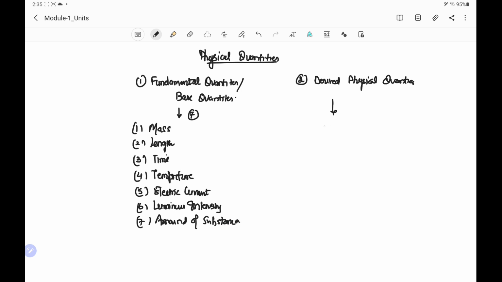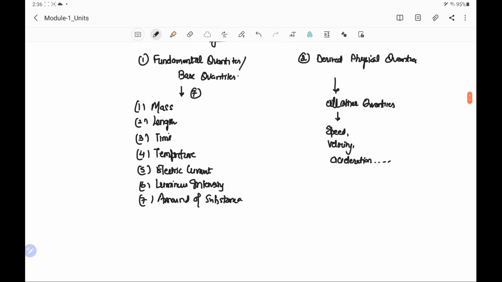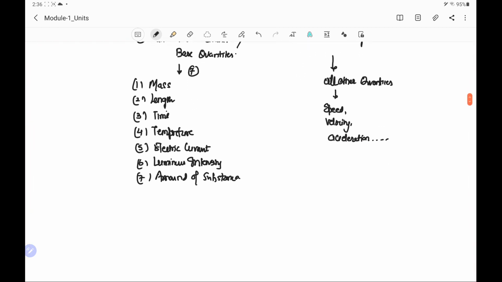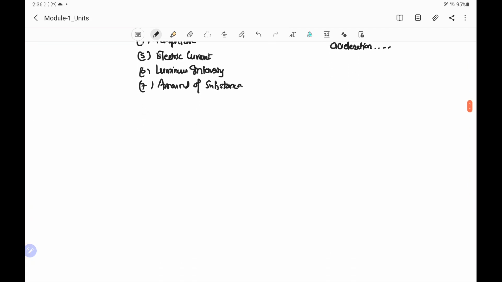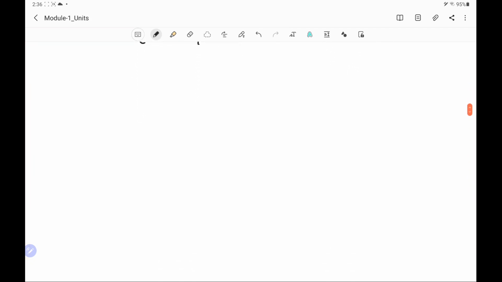And all other quantities which are derived from these fundamental or base quantities are known as the derived physical quantities. For example, speed, velocity, acceleration, and all others. These physical quantities are required to be measured, and for measurements, we require the units.